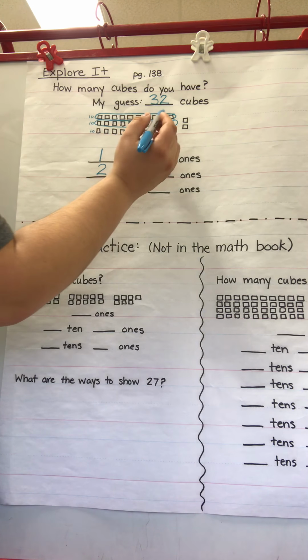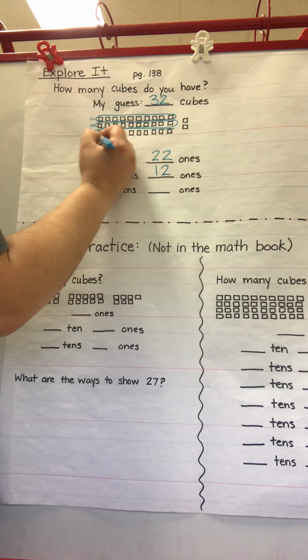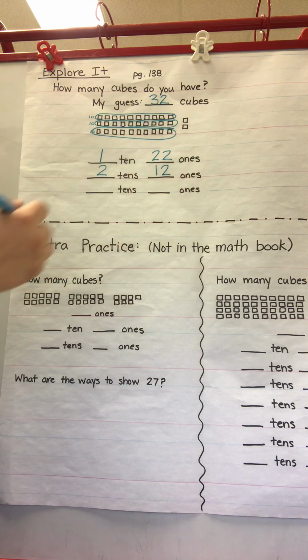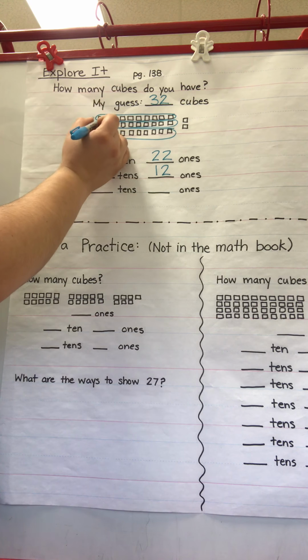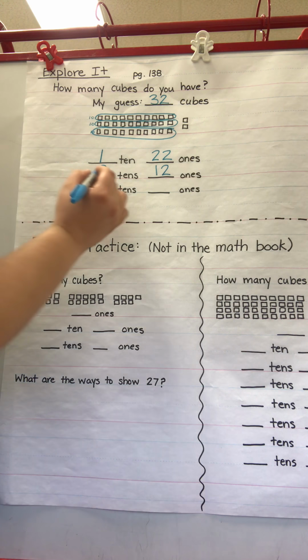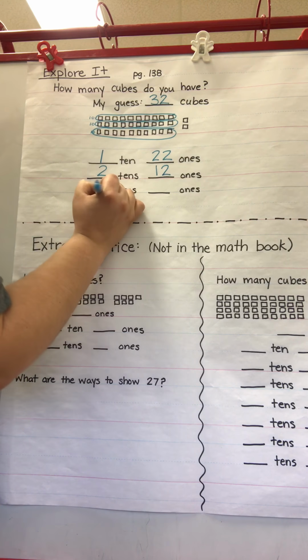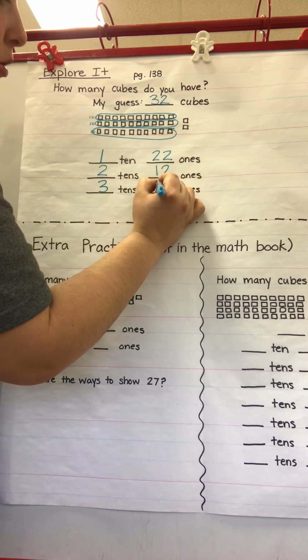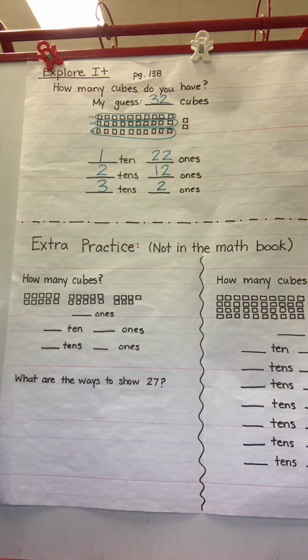Now I'm going to group my last group of ones into a group of 10. How many groups of 10 will I have now? I'll now have 3 groups of 10 and 2 ones, which then leaves me with no more groups of 10 to put together.